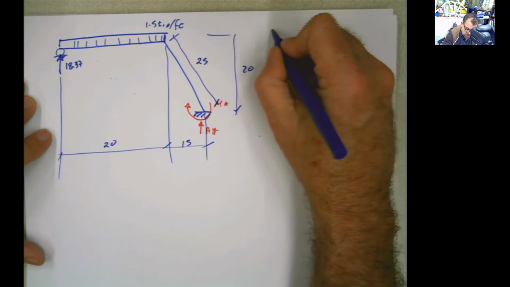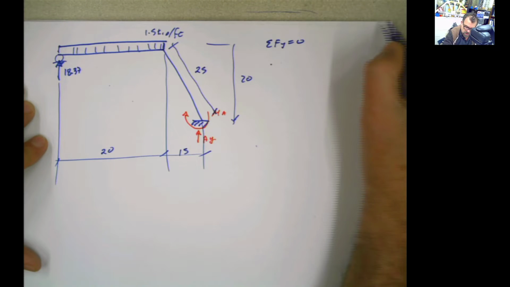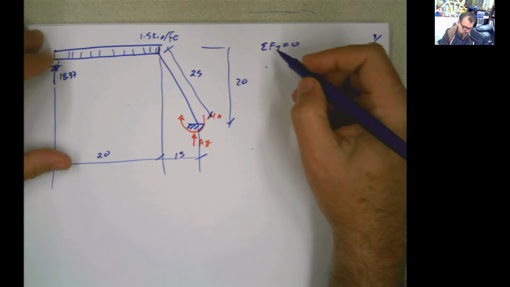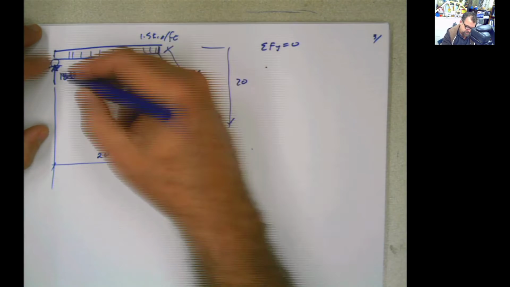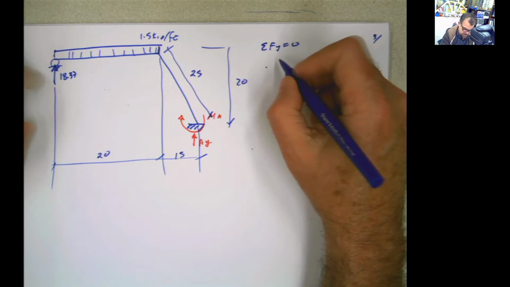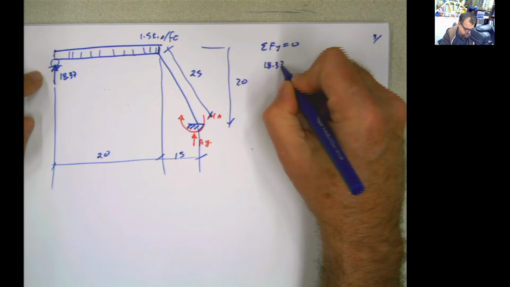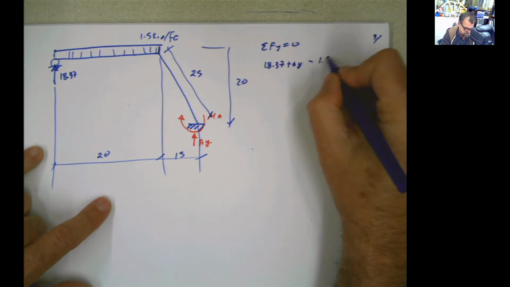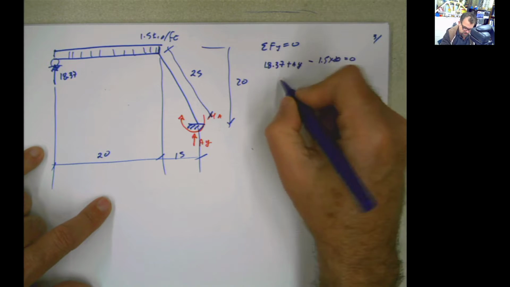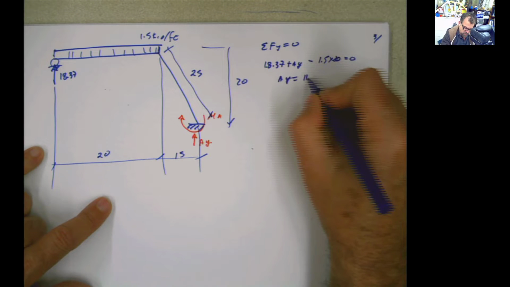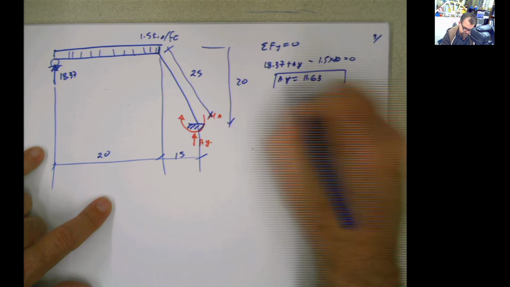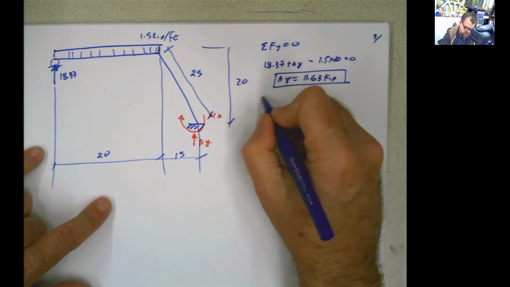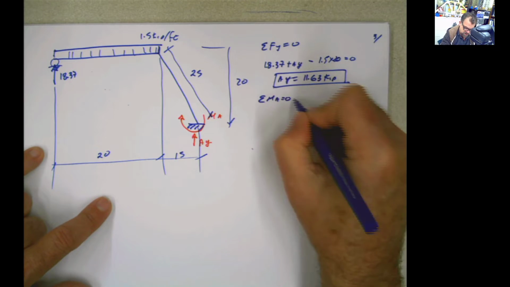Well, first you can do summation of forces in Y equals 0 if you want to. And if you do summation of forces in Y equals 0, then you get AY. Let's start: 18.37 plus AY minus 1.5 times 20 equals 0. So AY equals 11.63. Keep. And now let's do summation of moments at A equals 0.